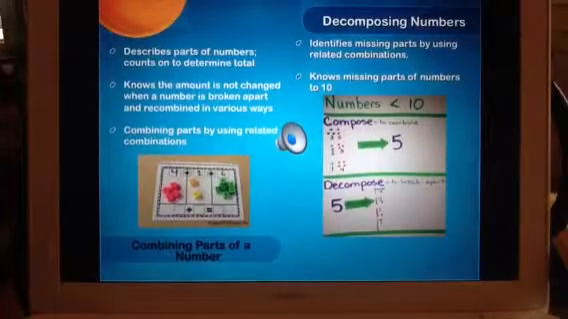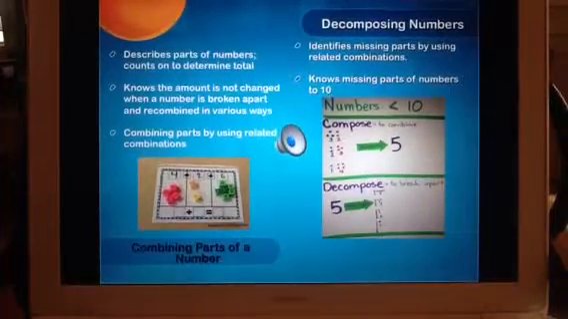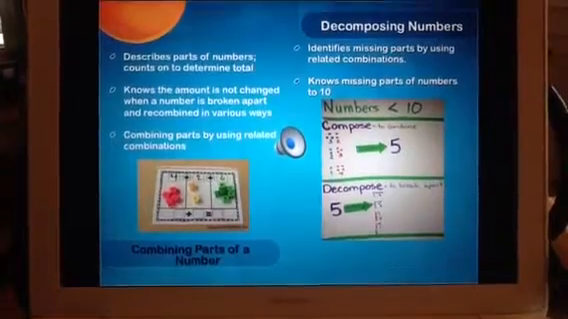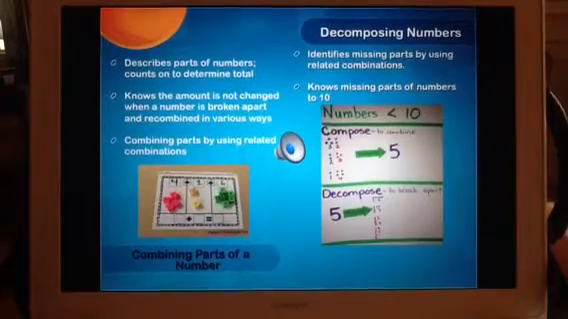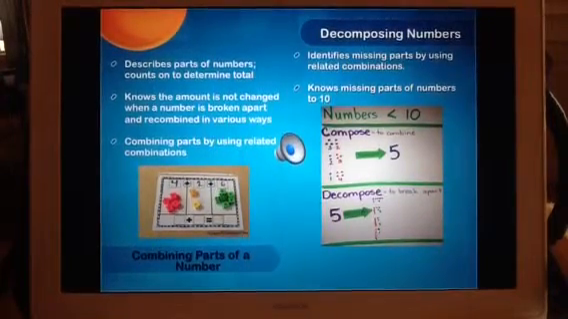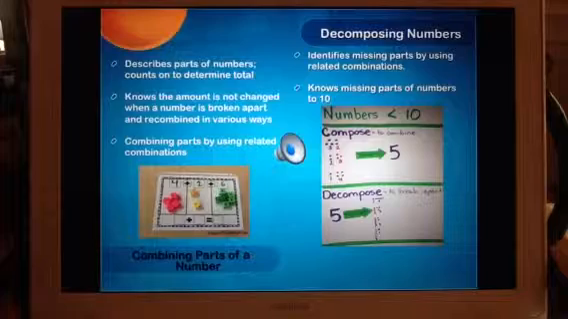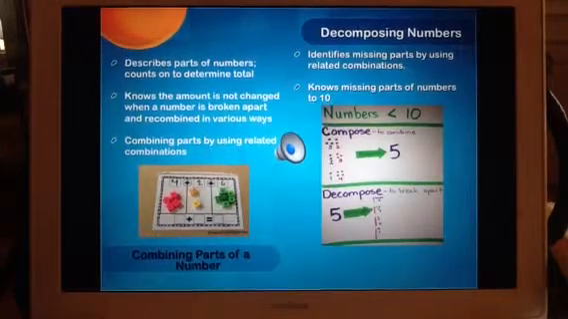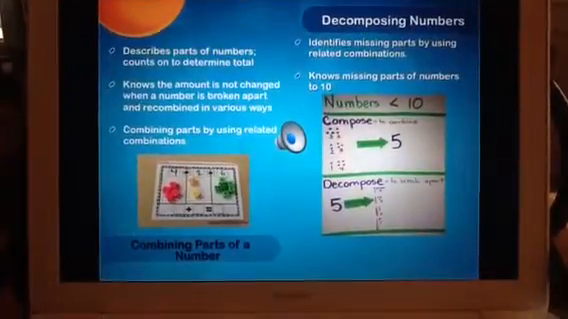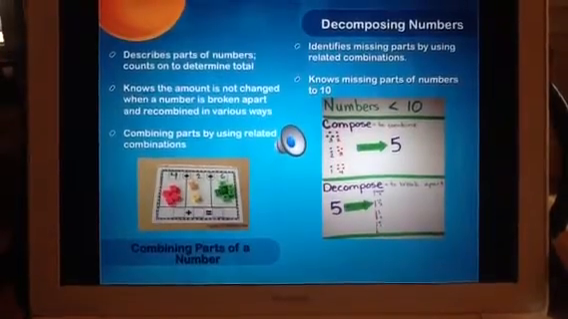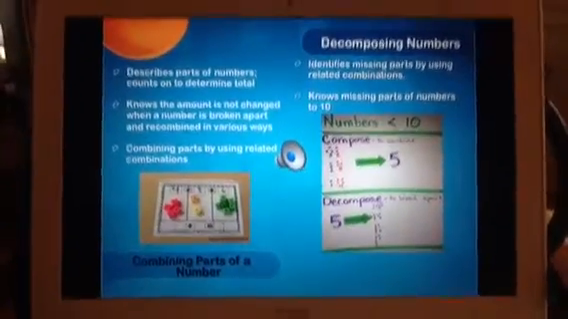In talking about parts of the number, it describes parts of the numbers, counts on to determine the total, and knows that the amount is not changed when the number is broken apart and recombined in various ways. Combining parts by using related combinations. Again, this is illustrated in the picture below, showing that 4 plus 2 plus 6 is still going to become the total of 12. Another area below is that they're asking for 6 plus 6 equals 12. So combining 4 plus 2, breaking apart these two numbers, showing that they can be different components but will equal the same amount.